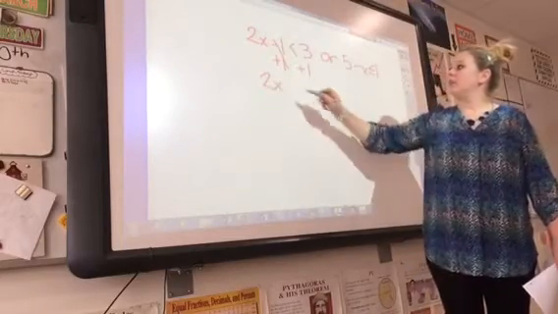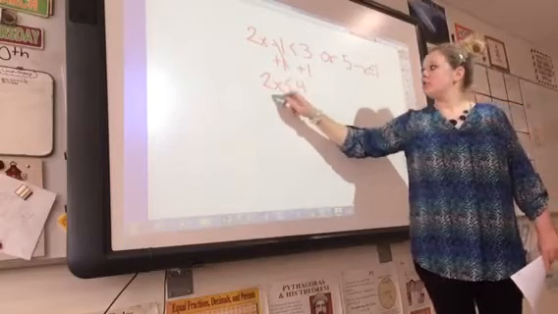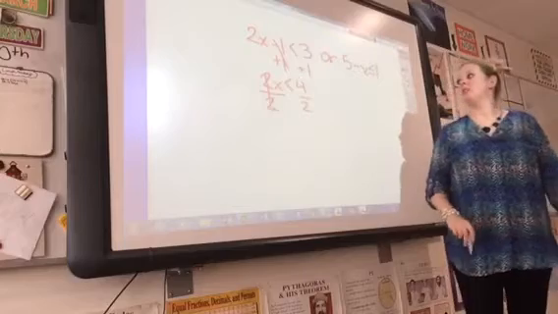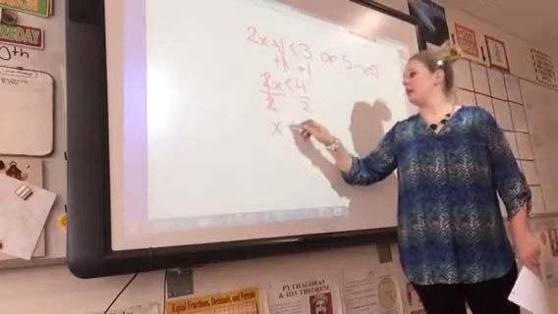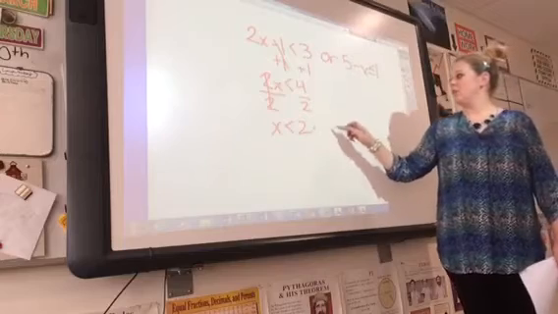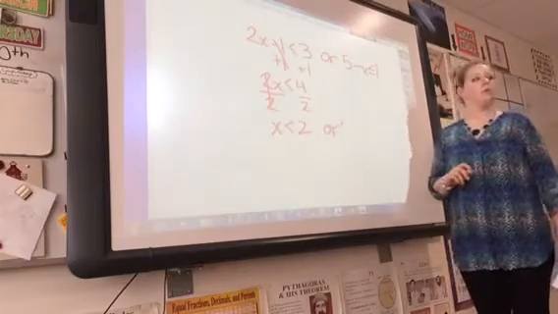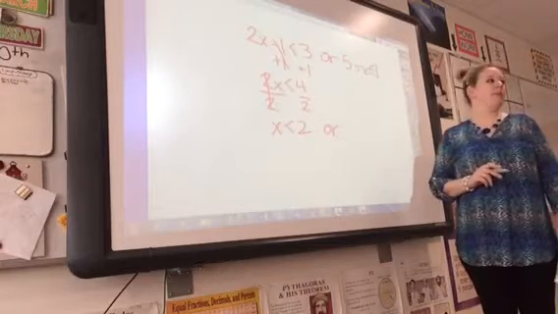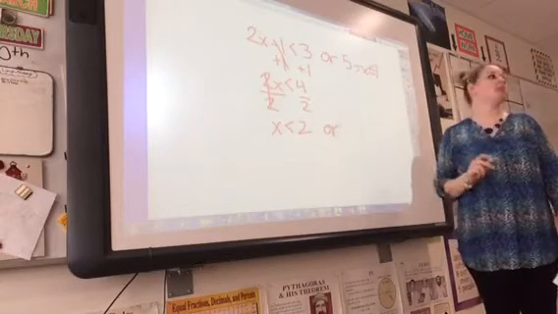So we're going to add the 1 on both sides here. We have 2x is less than 4, and then we're dividing by 2. Now we didn't flip any symbols or anything, so that's one of our answers. X is less than 2. Since it's an or, we put an or in between the answers, and then we want to solve this one. How would we solve this one? This one's a little tricky to solve.